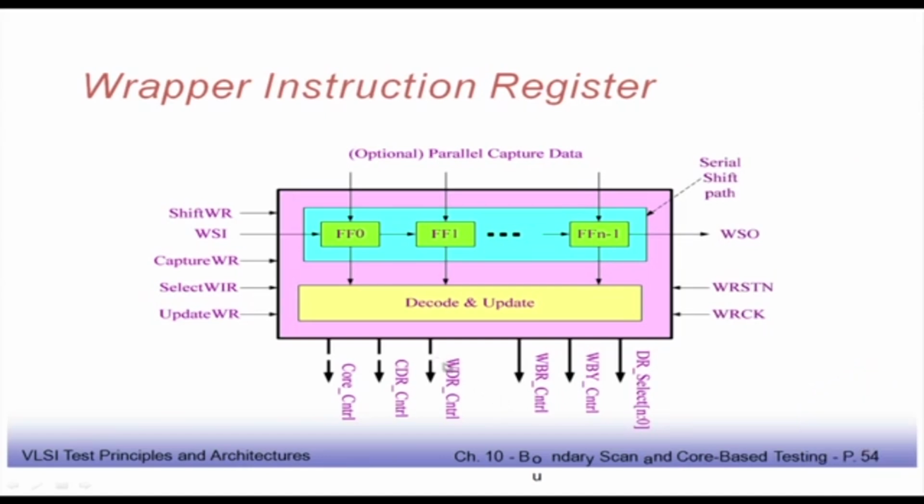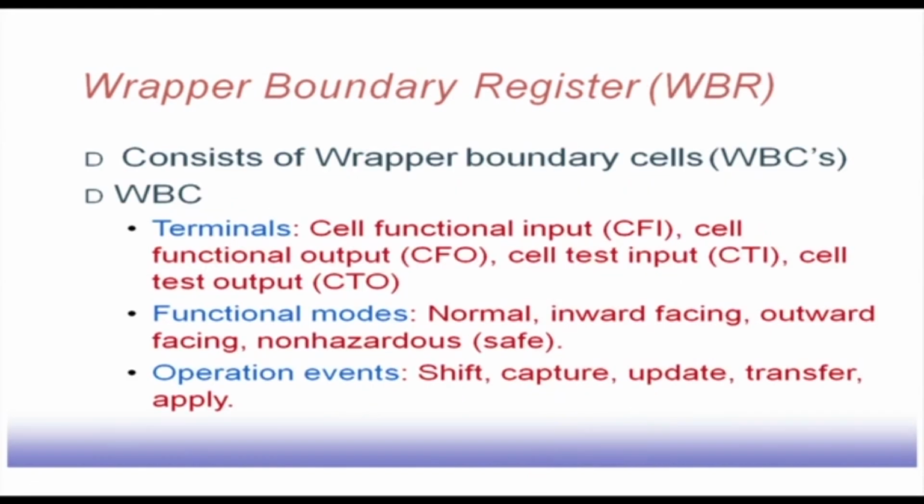Then there is a data register control, then the core data register control and core control. So, these various controls are there, and they may be used for some cases. The whole documentation you can get in the 1500 manual. That will give a more detailed idea. Then this wrapper boundary register.